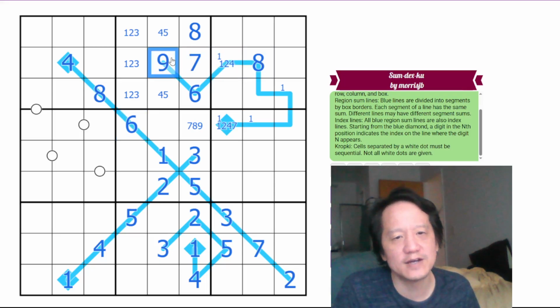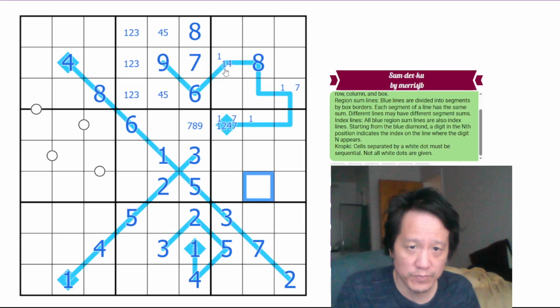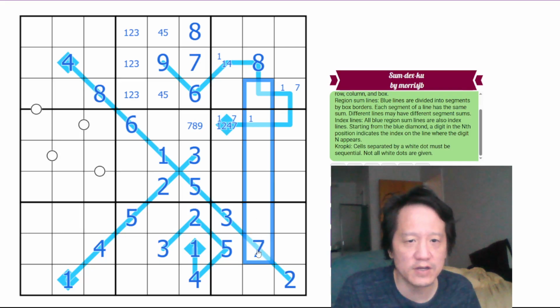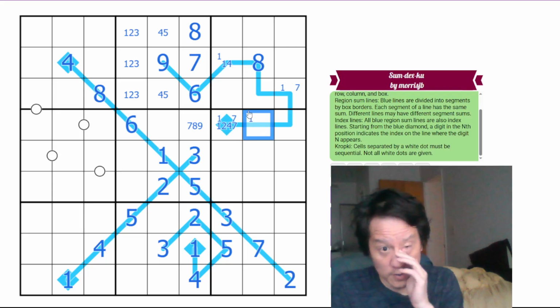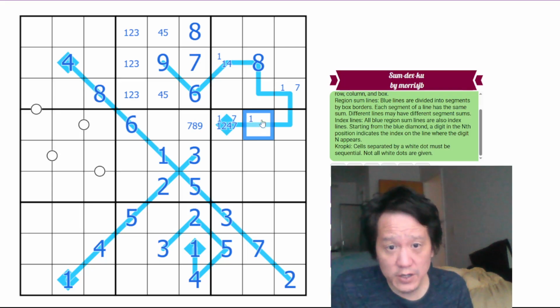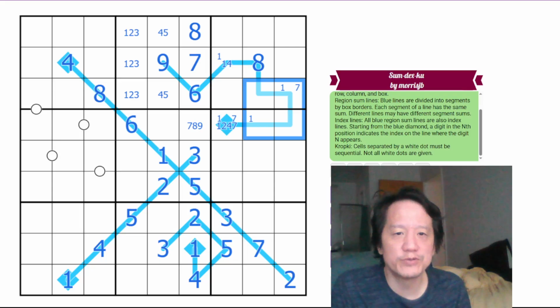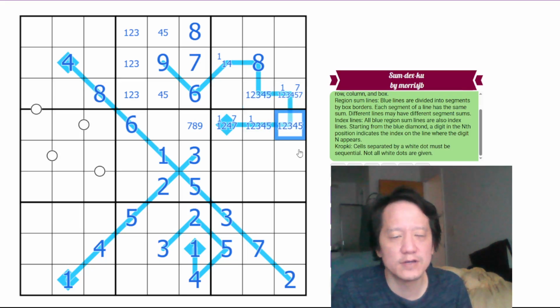So 7 has to be in the 1st, the 2nd, or the 4th spot. Well, it can't be in the 2nd, so that means 7 has to be one of these two, because the 7 in the column eliminates the 7 in the 2nd spot. These digits are 1 through 5 plus 7. And obviously 7 can't be here, 7 can't be here.